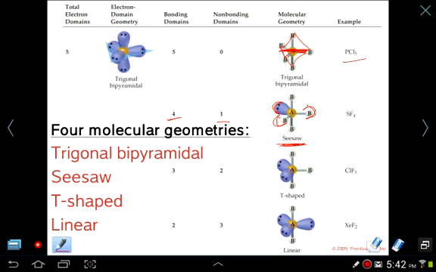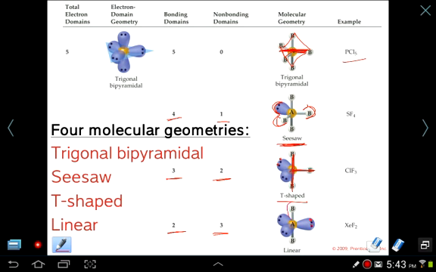If 3 of them are bonding and 2 are non-bonding, then again the other electron pair, the empty pair, will go on an equatorial position since it's less crowded, further apart, and this gives you a T-shape, and this is exactly what it looks like. This is a T essentially.